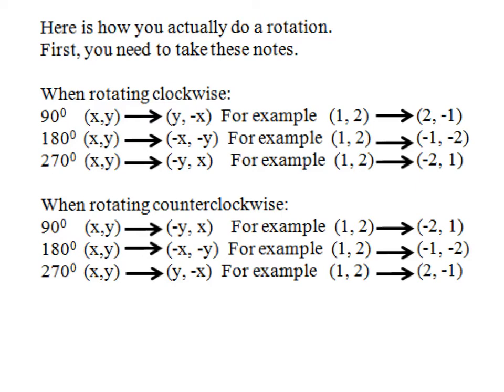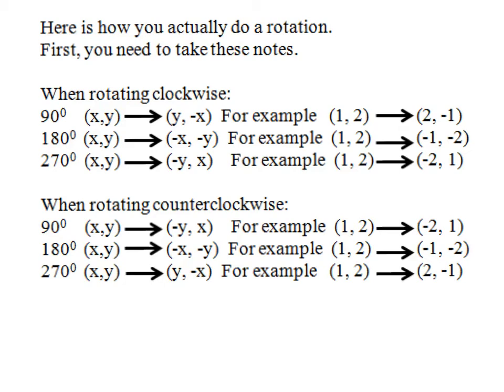For 180 degrees, you take the x, y, and you just change the signs, so it becomes negative x, negative y. For example, 1, 2 becomes negative 1, negative 2. For 270 degrees clockwise, we take x, y, and what we do is swap the y and the x and make the y negative. For example, 1, 2 becomes negative 2, 1.